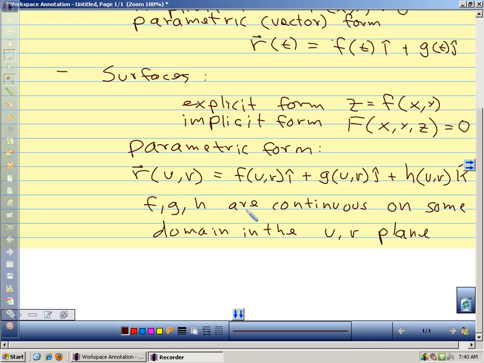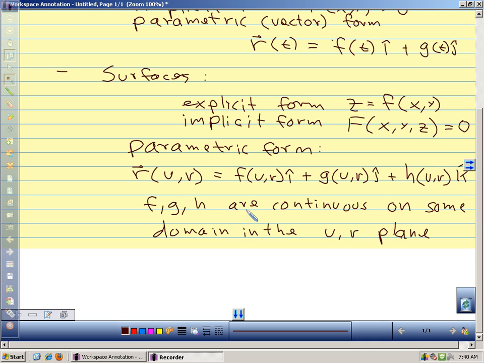The exceptions that we've worked with already are cylindrical coordinates or spherical coordinates, where we have an easy transformation from a rectangular representation to our parametric representation. So we can think of cylindrical coordinates and spherical coordinates as parametric representations of a surface.